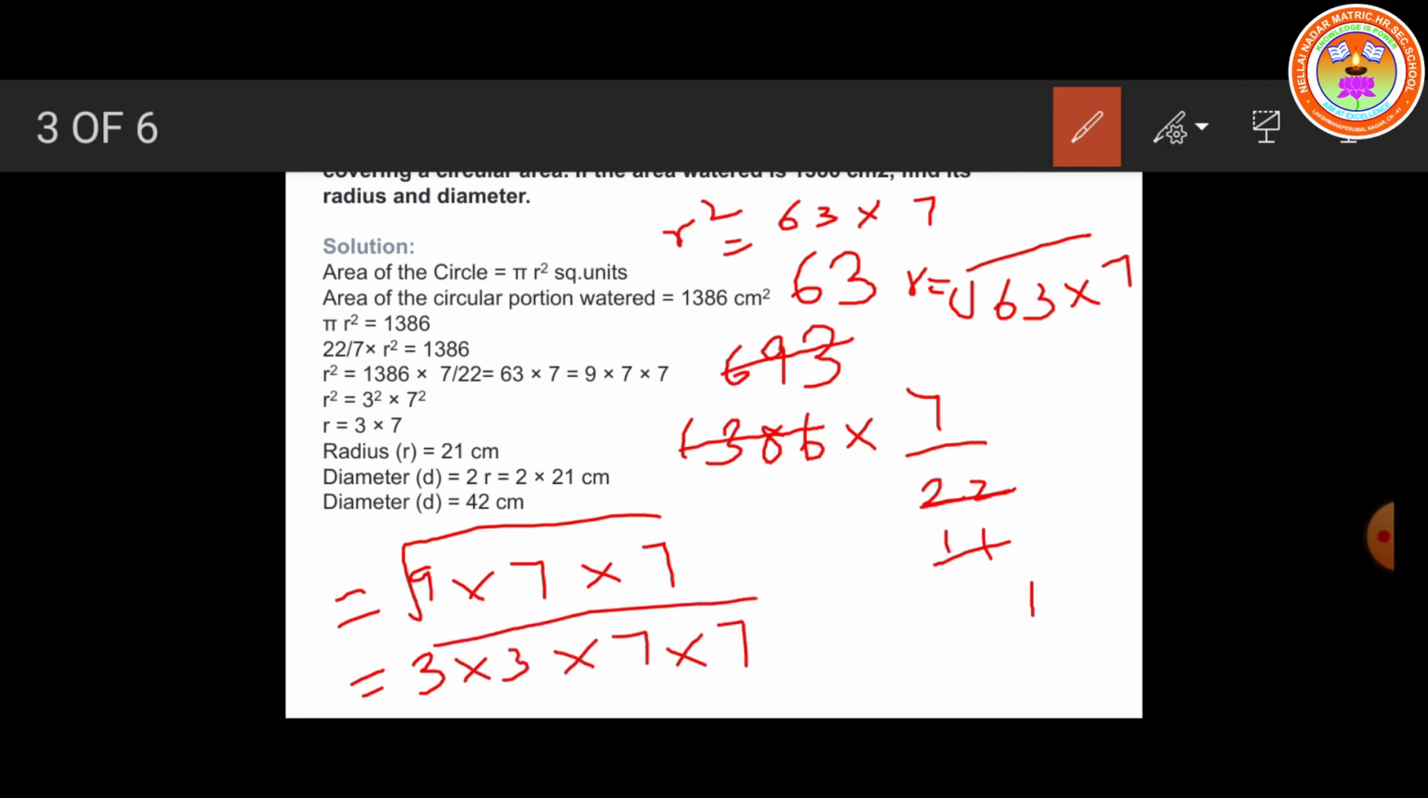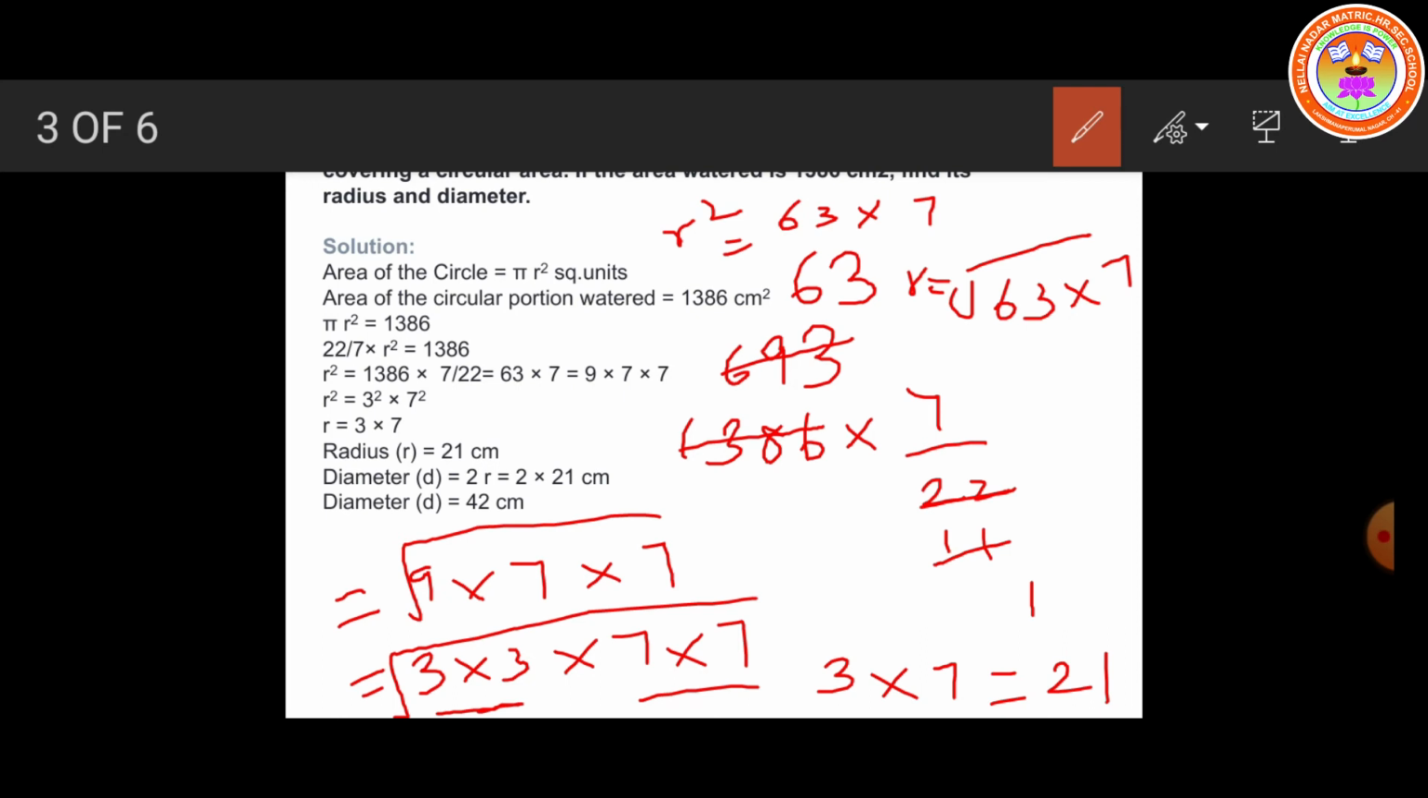Can you understand all of you? Under the square root, 2 3s are there, so you take out 1 3. Then 2 sevens are there, so you take out 1 7. 3 into 7 is equal to 21. Therefore r is equal to 21 centimeter. Can you understand all of you?